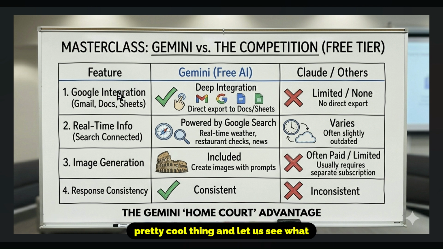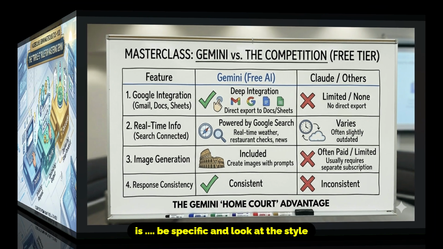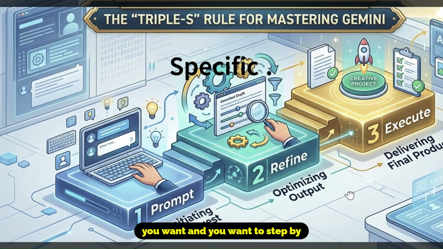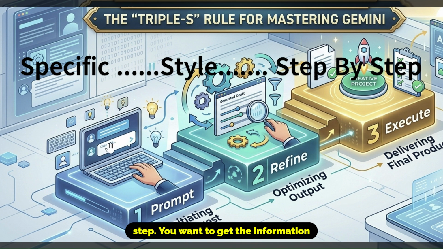And let us see what we could do if you have a typical workflow. How could you do that, right? To truly master Gemini, one could follow the triple S rule, which is be specific, look at the style you want, and go step by step to get the information, right?